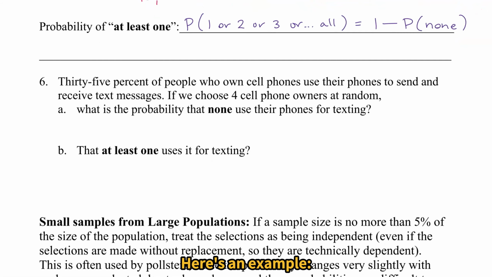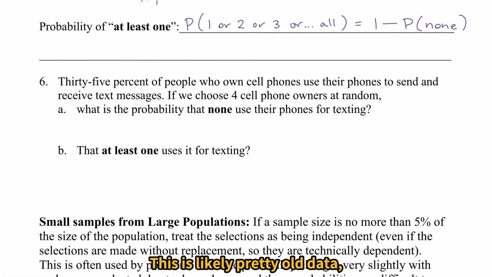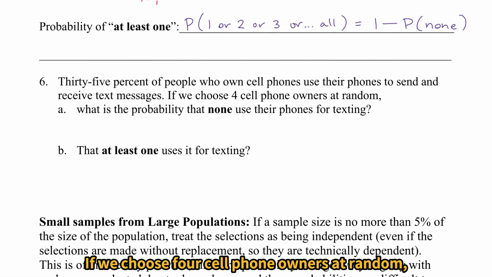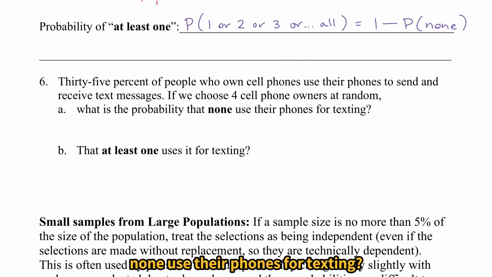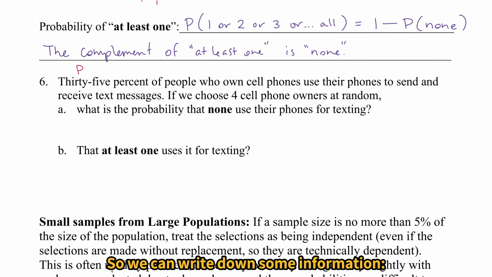Here's an example. 35% of people who own cell phones use their phones to send and receive text messages. This is likely pretty old data, but we're going to roll with it. If we choose 4 cell phone owners at random, what is the probability that none use their phones for texting? And then the second part, the probability that at least 1 uses it for texting. So we can write down some information.